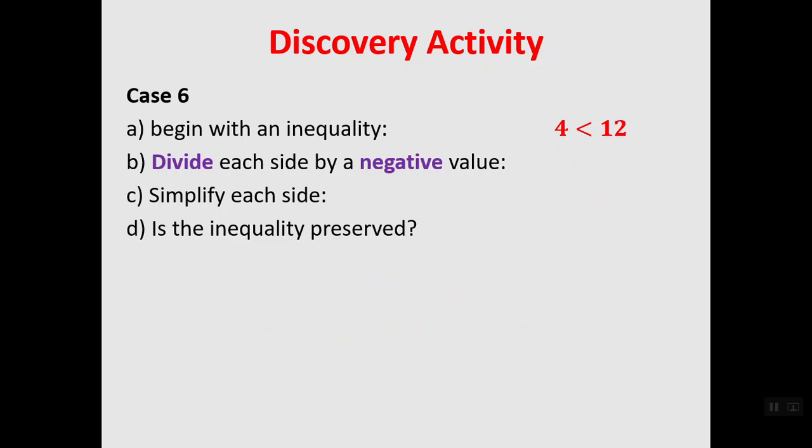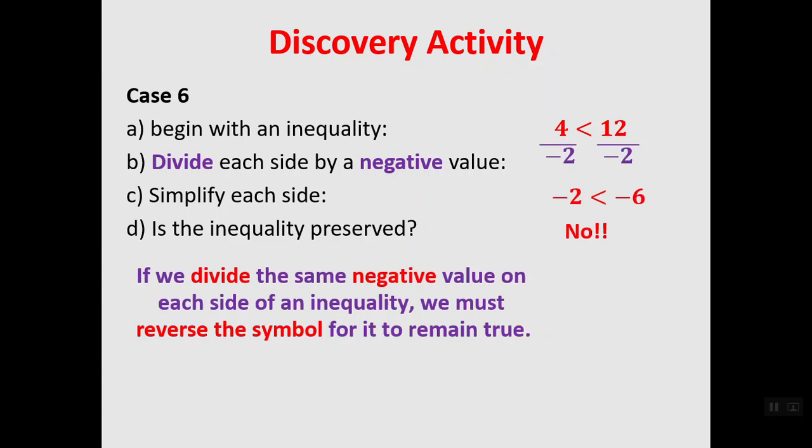I'm sure you know what's going to come next. Let's divide each side by a negative value. Dividing each side by negative 2, we get negative 2 is less than negative 6. That's not true. Negative 2 is farther to the right than negative 6, so we know it's greater than negative 6. So that does not keep our inequality a true statement. So if we divide by a negative value on each side of an inequality, we must reverse that inequality symbol for it to remain a true statement.